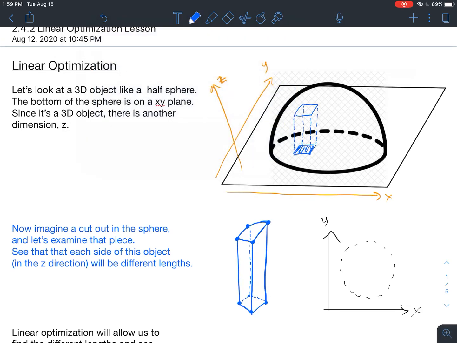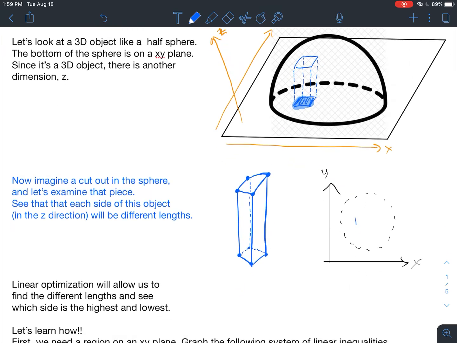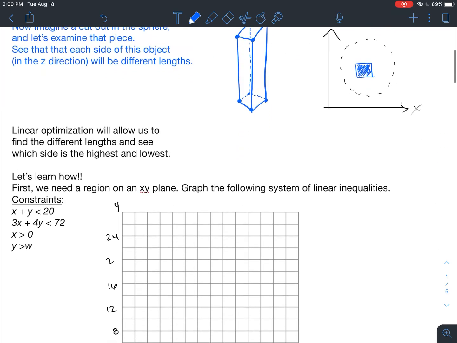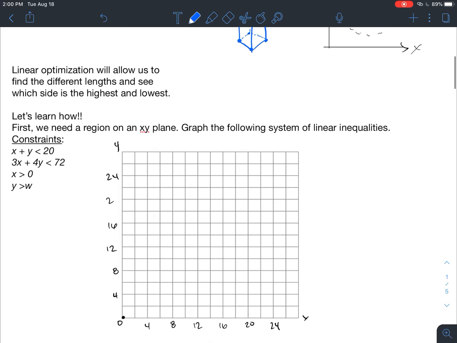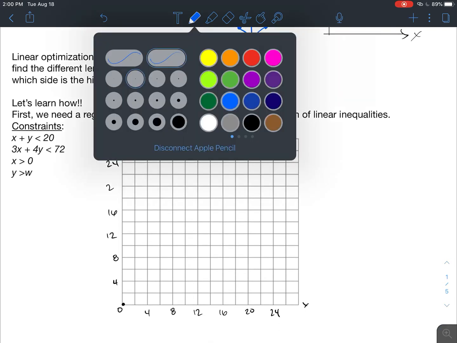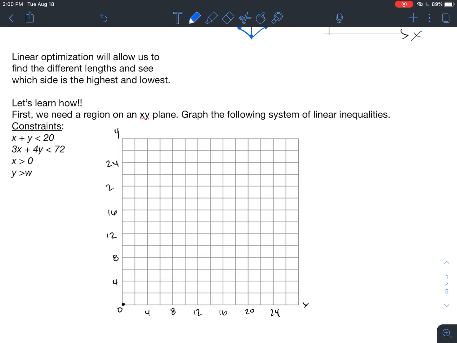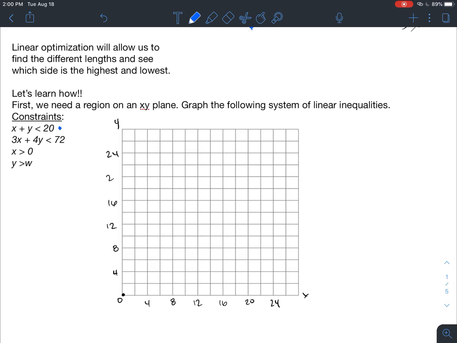And then this area right here is a region. This region on our xy plane just looks like a regular square, something like that. And I want you to envision that as we continue, because that's how we're going to find the length of the legs. So let's go ahead and start. These equations, we're going to call them constraints. But let's go ahead and graph what these constraints are, and I'll clarify what the constraints do.